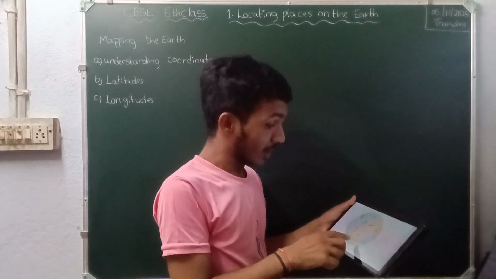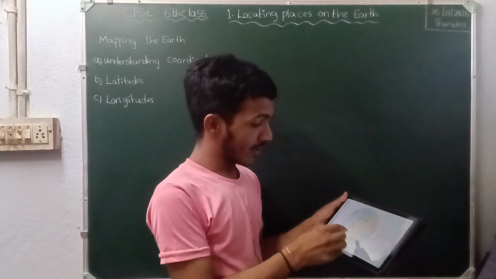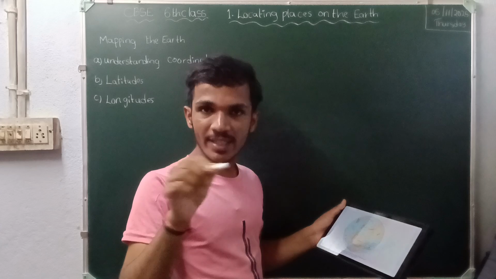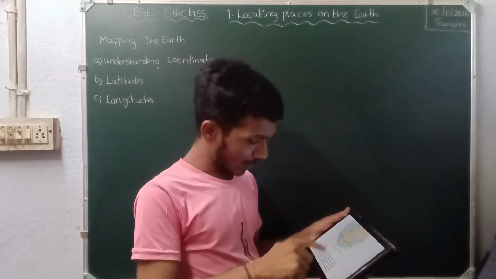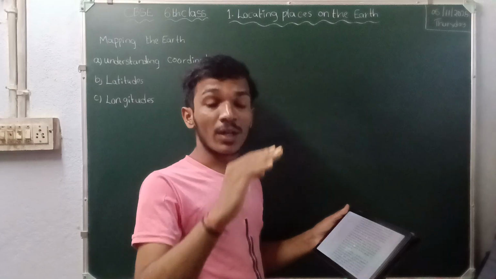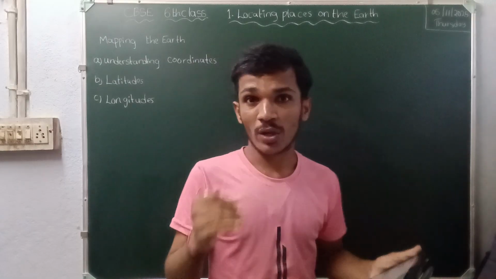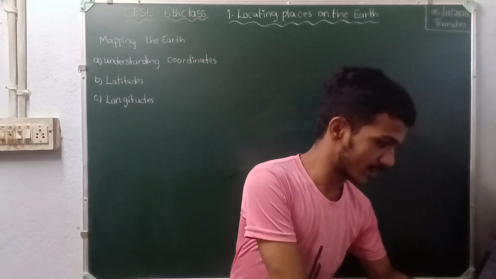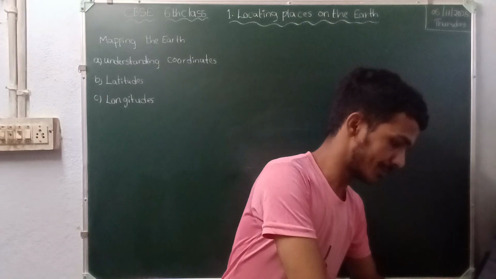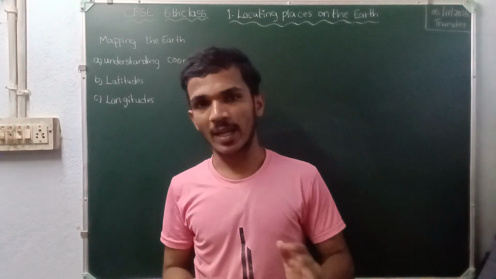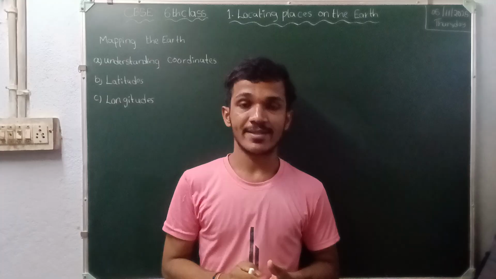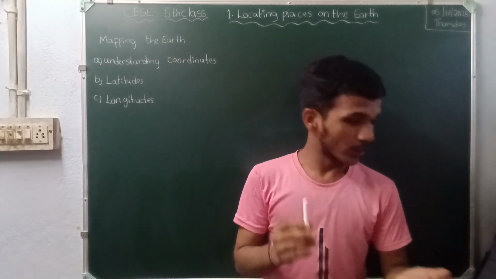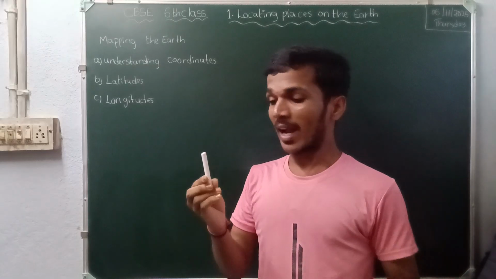Here the degrees are measured through the east side as well as the west side, 0 to 180 degrees. Through longitudes, we can also measure the climatic differences. What are climatic differences? Means, for example, we can consider a globe.